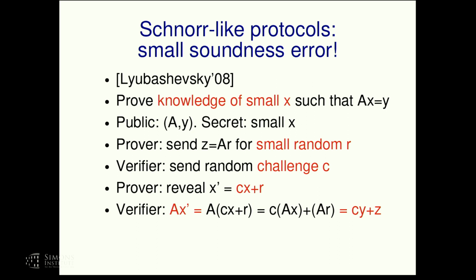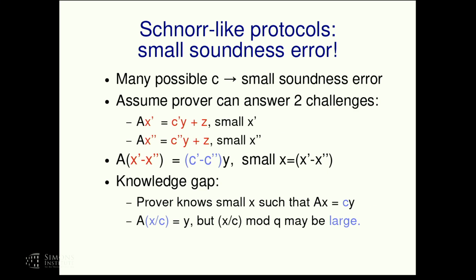However, this proof system introduces again a type of knowledge gap, because the soundness rests on these 2 properties. Assume that the prover can answer 2 challenges, C prime and C double prime, and it can give you short vectors, X prime and X double prime, satisfying these 2 equations. Now you can combine them together, and you get a small solution to the system AX equals not quite Y, but equals CY for some constant C.